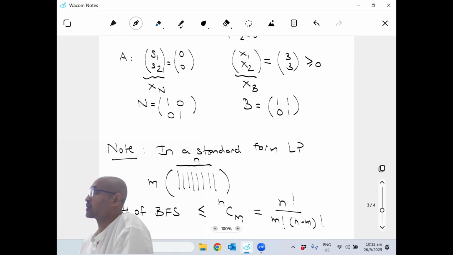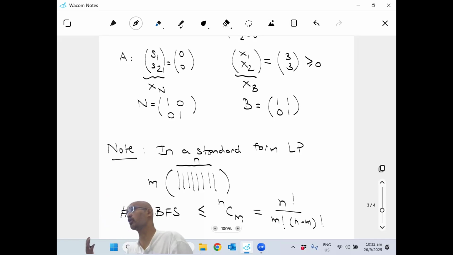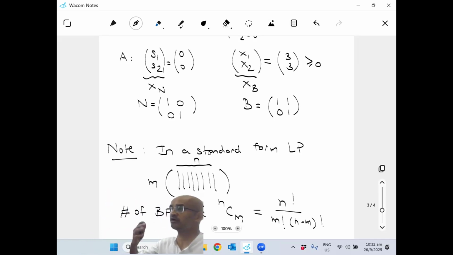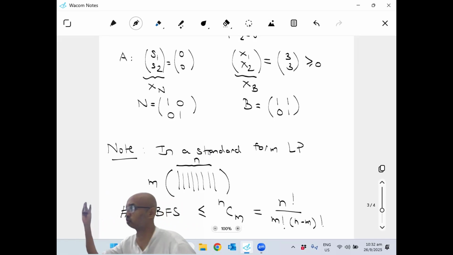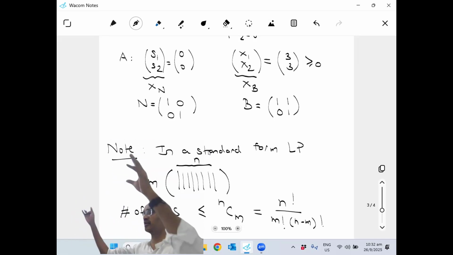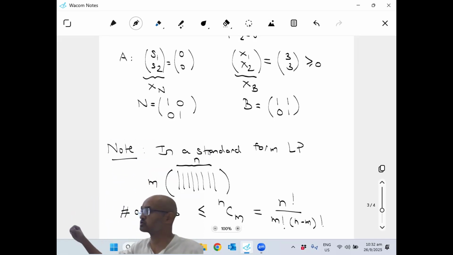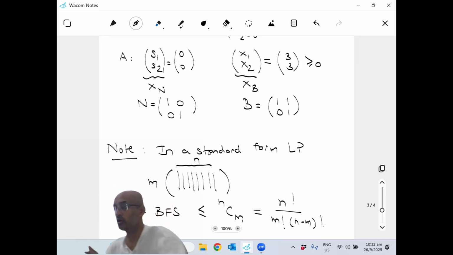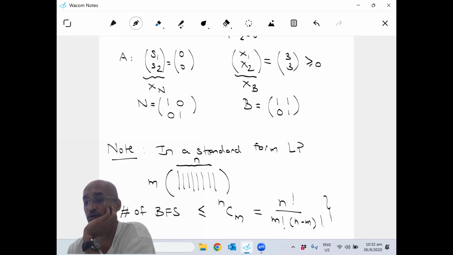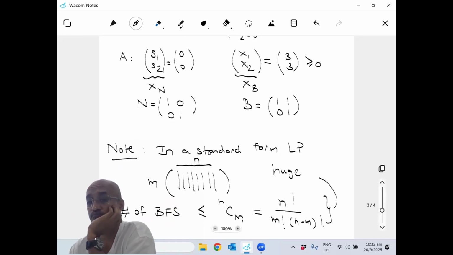So as an algorithm, you cannot think about linear programming as: I will enumerate all basic feasible solutions. I will just identify all BFS, find the objective function at each point and pick the minimum. You cannot do this. This is not computationally feasible because this number is huge and it grows exponentially as a function of n and m.